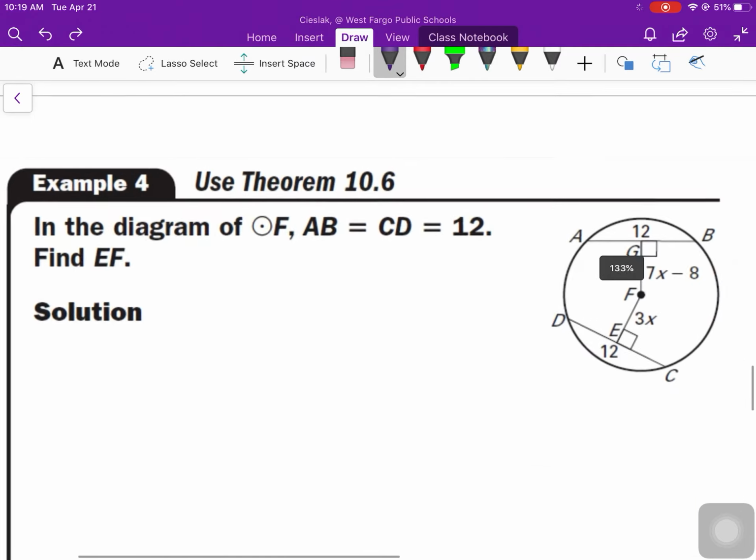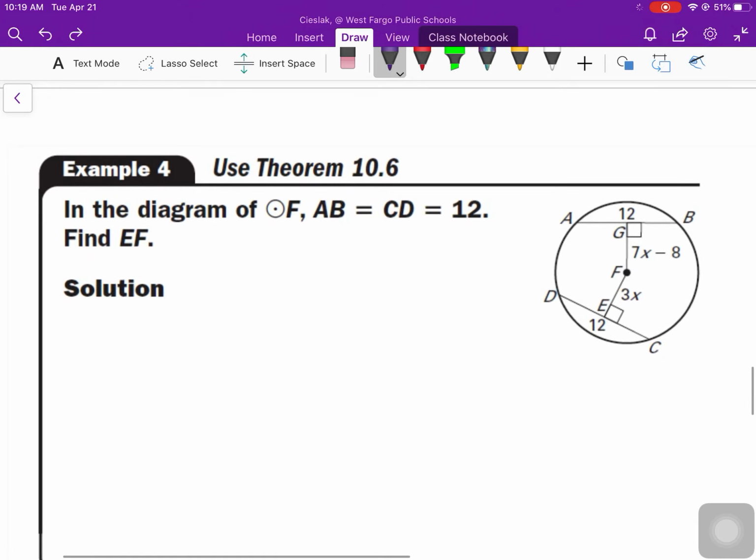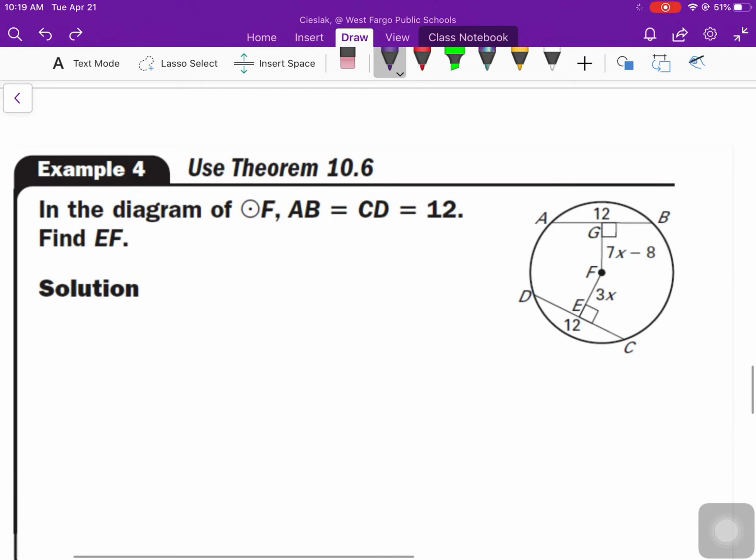So example 4 here is in the diagram of circle F, AB is equal to CD. So I've got AB and CD are the same. They're both 12. I want you to find EF. So there's EF. I'll do that in red. Now, based on that last theorem, what that's telling me is I know that these two perpendicular distances that I just drew in red have to be equal. So set 3x equal to 7x minus 8.